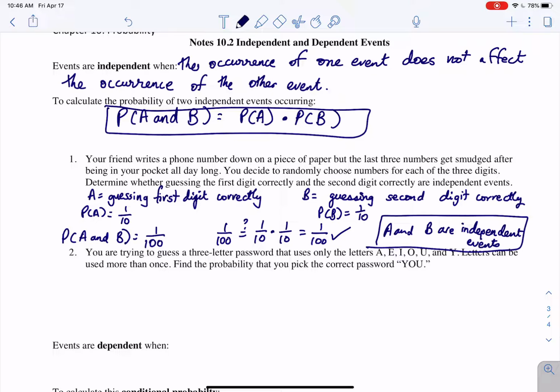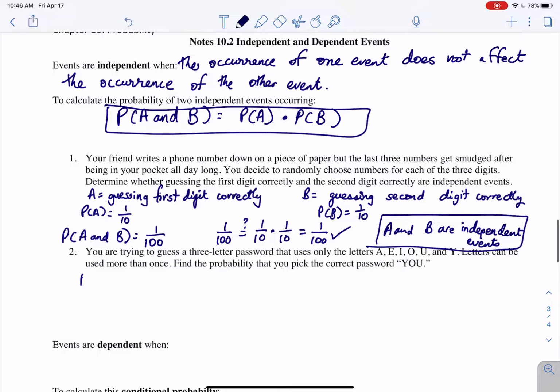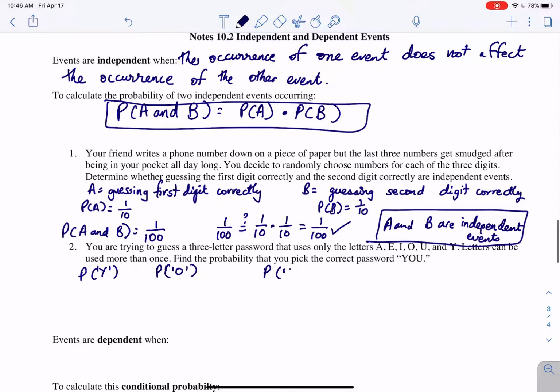So here we want to know the probability of picking Y, and then the probability of picking O after that, and then the probability of picking U after that. So the probability of picking Y, we have 6 letters to choose from, and it's one of those. So it's 1 out of 6.